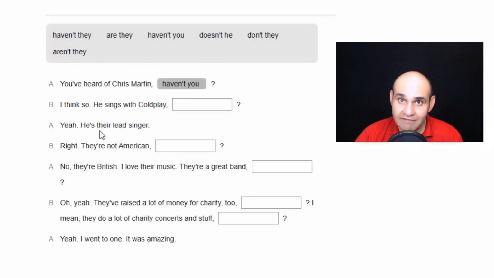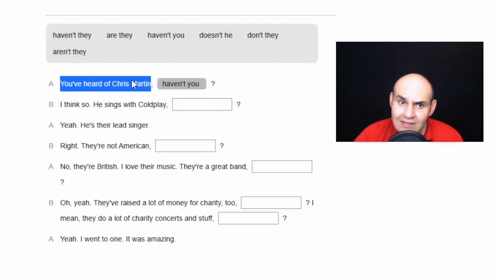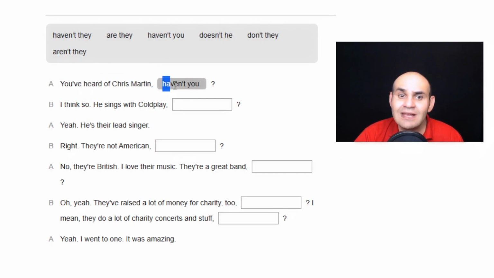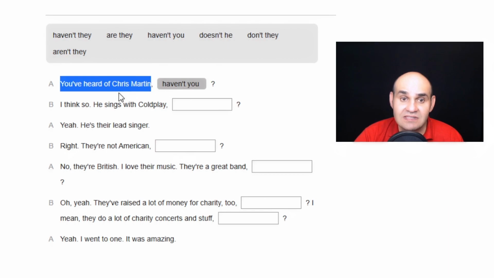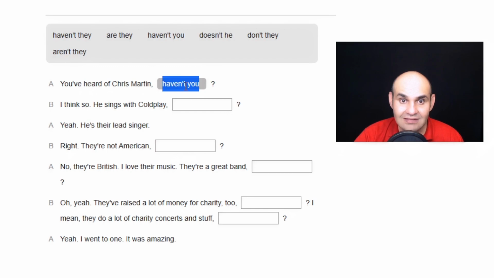As you can see here, we have a conversation between the speakers A and B. We want to fill in the blanks with correct tags. The first one is done as an example. Speaker A says, you have heard of Chris Martin, haven't you? Look at the statement. This is an affirmative statement, so it is followed by a negative tag. This is a statement in the present perfect tense. So you see the tag is also in the present perfect tense. Tell me about the next one.